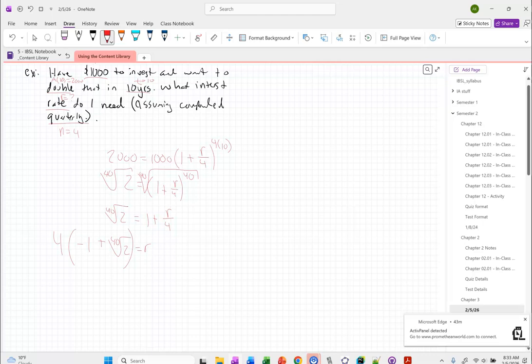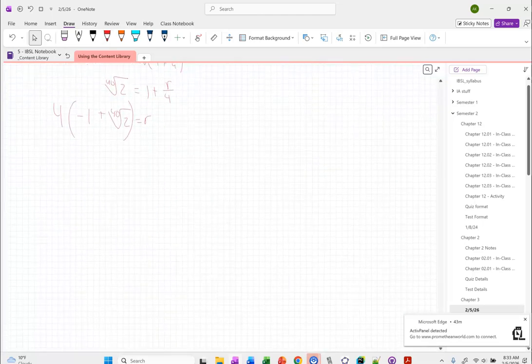Yeah, you could use the math button and type in the index. You could also type it in as just 2 to the 1 over 40th. That's okay also. That's the way I did it when I typed it in. So we would want like a 6.99% interest rate. How do you guys feel on that kind of thing?